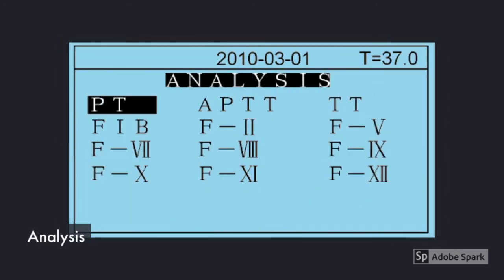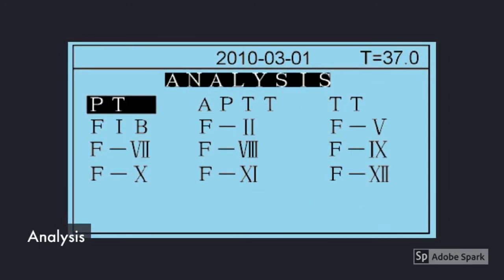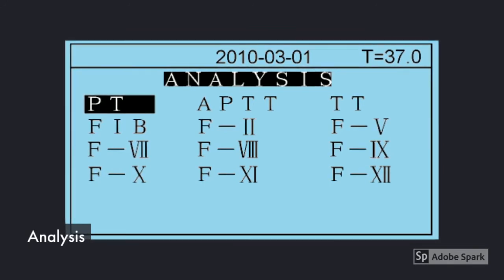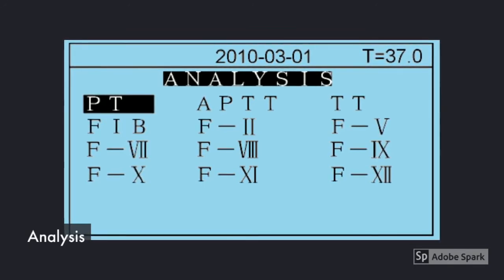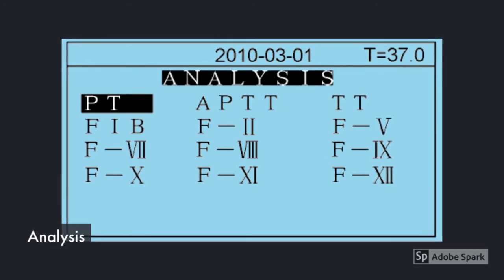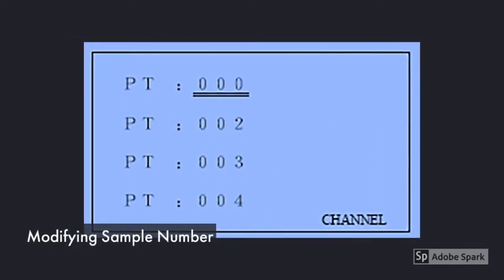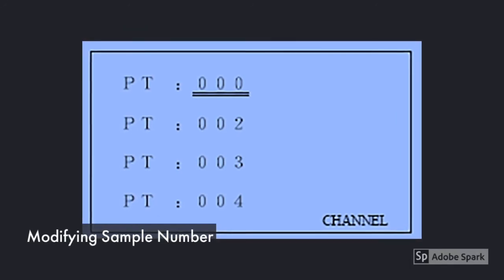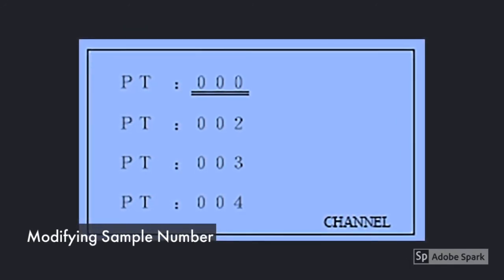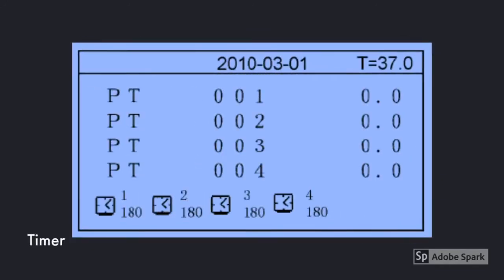by the Enter key. The first option, Analysis, will bring the user to the menu where they can select which test to run: PT, TT, APTT, and fibrinogen. There are other selections for user-defined test parameters. If the user wants to modify the sample number, they can press the channel key. The user can input the number using the keypad and press the Enter key to confirm.